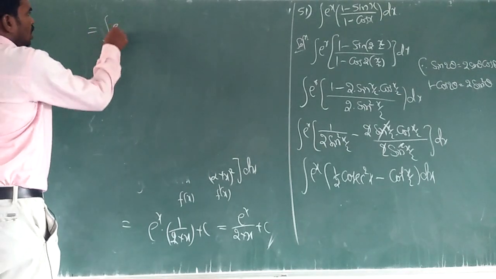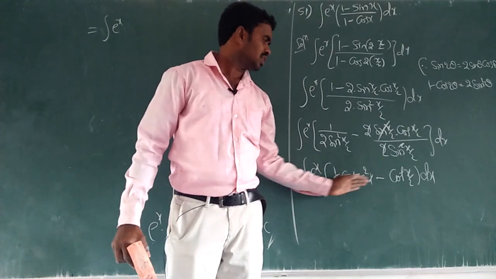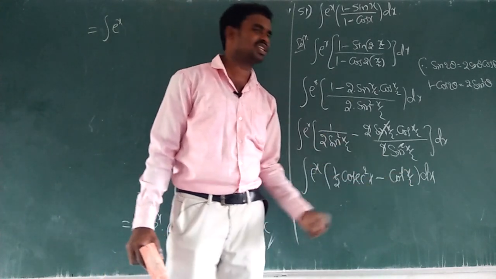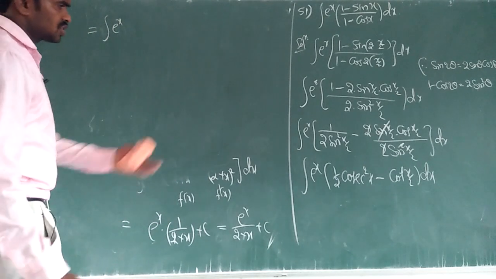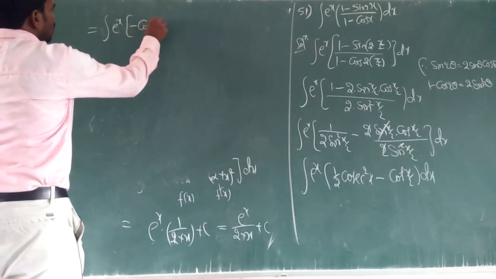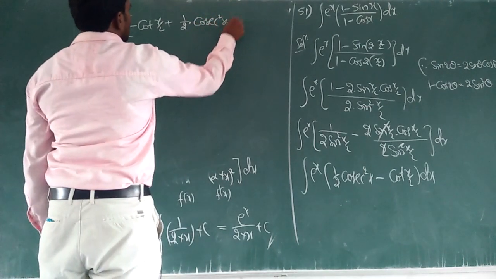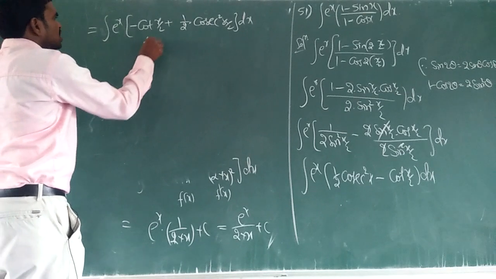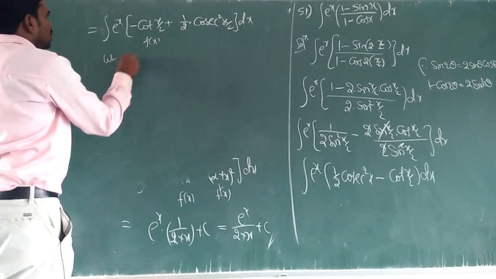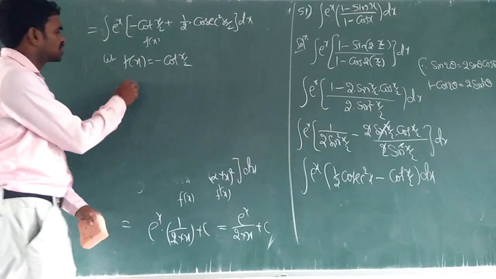So this is equal to e power x. Now tell me, which one's derivative? What is the cot x derivative? Minus cosecant square x. What is the cot x by 2 derivative? Okay. I'm writing e power x into minus cot x by 2 plus 1 by 2 into cosecant square x by 2, dx. Now I am going to check whether the derivative of this function will be this. Like f of x is minus cot x by 2. So what is the derivative of this function?